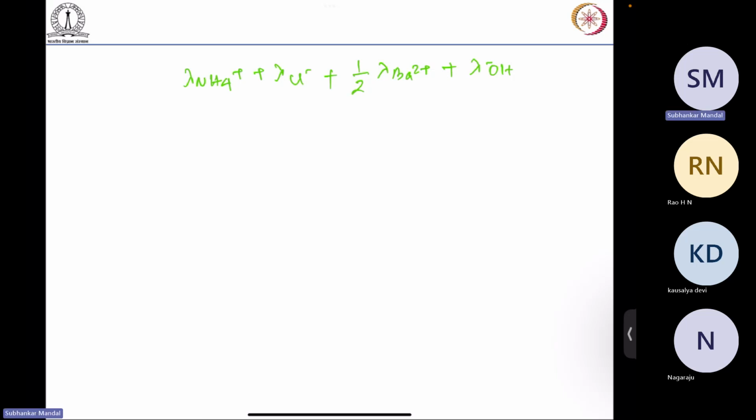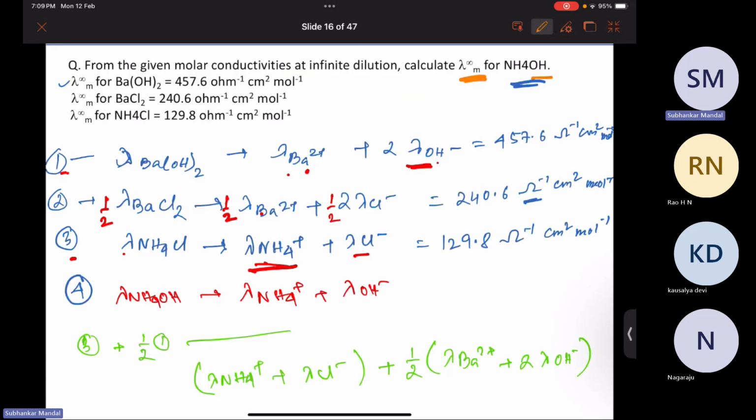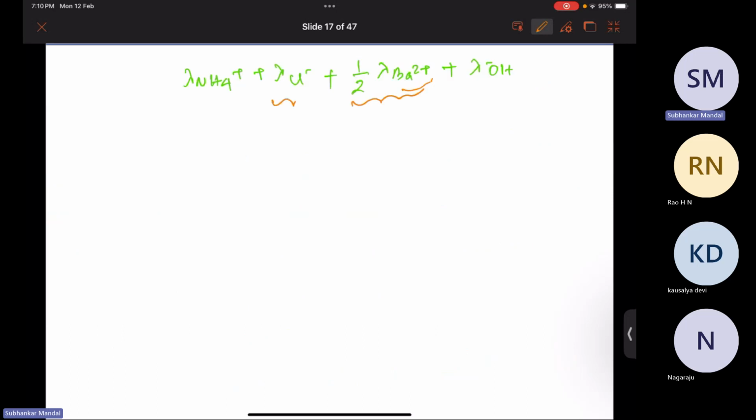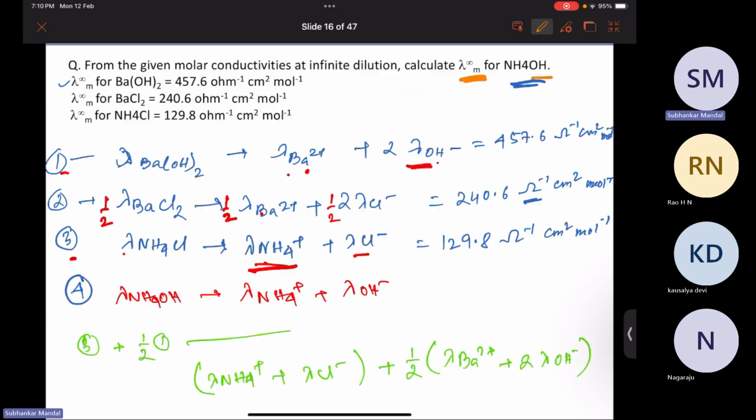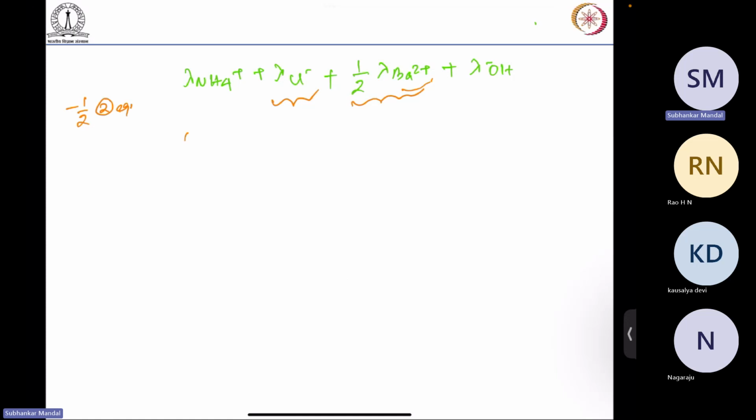Now I have this extra part, so I have to remove that one. Then you can see here is extra, these things are there, and also this chlorine is extra. So here you can see in both cases chlorine is there, so I think equation 2 we can subtract. So minus half of equation 2, then what will it be?